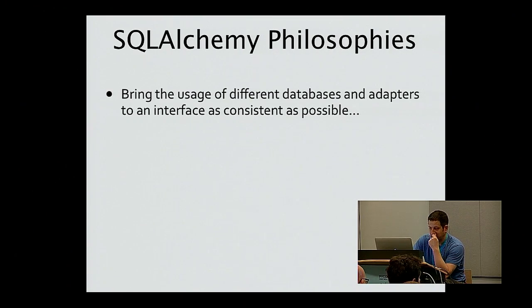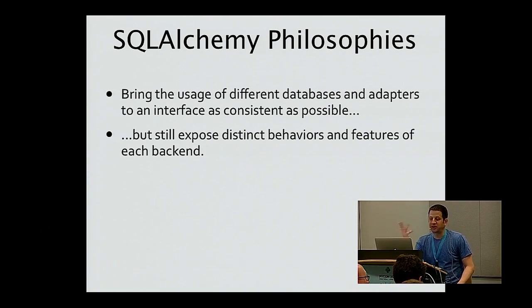Philosophies. Bring the usage of different databases and database adapters, like the Postgres adapter, the MySQL adapter, the Oracle adapter, the SQL Server adapter, into a single interface that's as consistent as possible. You can deal with each of those databases without changing what your code looks like, but still expose the distinct behaviors and features of each backend. Which means that if SQL Server or Postgres has some special thing that it does, and there are many, many special things that every database does, no exceptions, we still want you to be able to use that as well. Which means if you write your program with SQLAlchemy, you don't necessarily get a program that will automatically run on every database. You get a program that will pretty easily run on other databases, but might have some things that you're doing that are specific to that database.